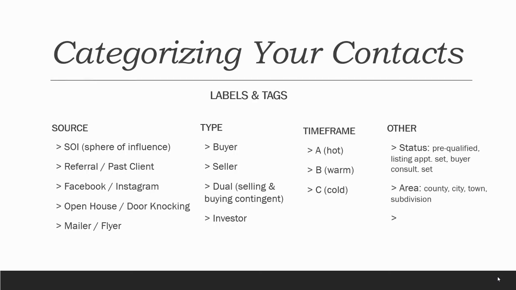So there's a couple different ways you can label someone's time frame, but I normally go off of A being hot, B being warm, and C being cold. And we're going to jump into that a little bit here. And then on the other side, you do have things such as status: pre-qualified buyers, listing appointments that have been set for sellers, and buyer consultations that have been set for buyers. And then also area, you can categorize by county, city, town, or even subdivision of the neighborhood that they're looking to sell their home out of or purchase a home in.